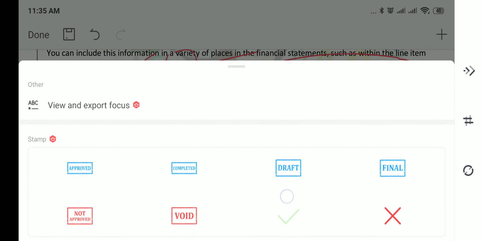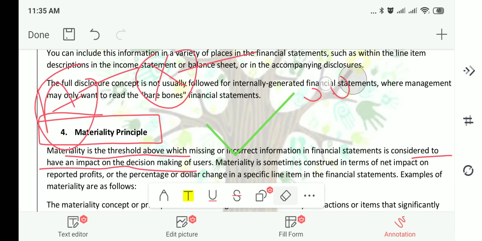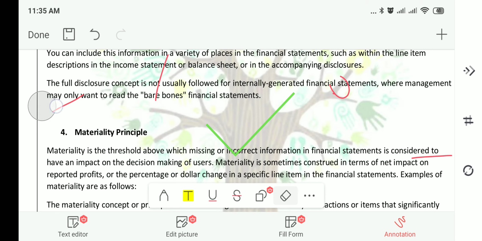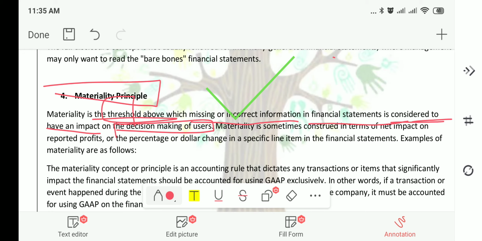Whereas for a capital of 10,000 rupees, if he didn't mention this 2,000 rupees that he has spent on the machine, then it will have a huge impact on the decision making. That's why the materiality principle states that it is the plus or minus level at which missing or incorrect information in financial statement is considered to have an impact on the decision making of the users, right?